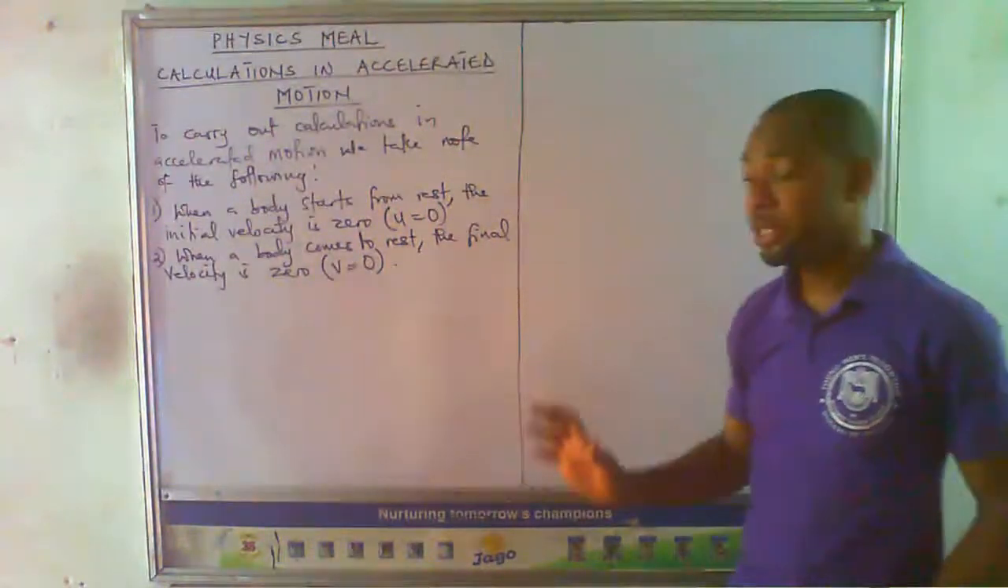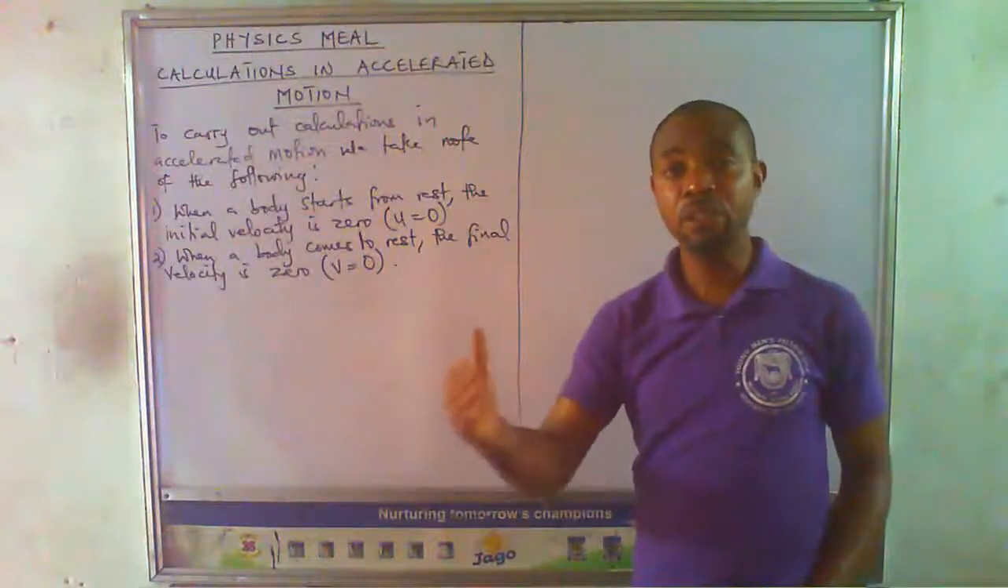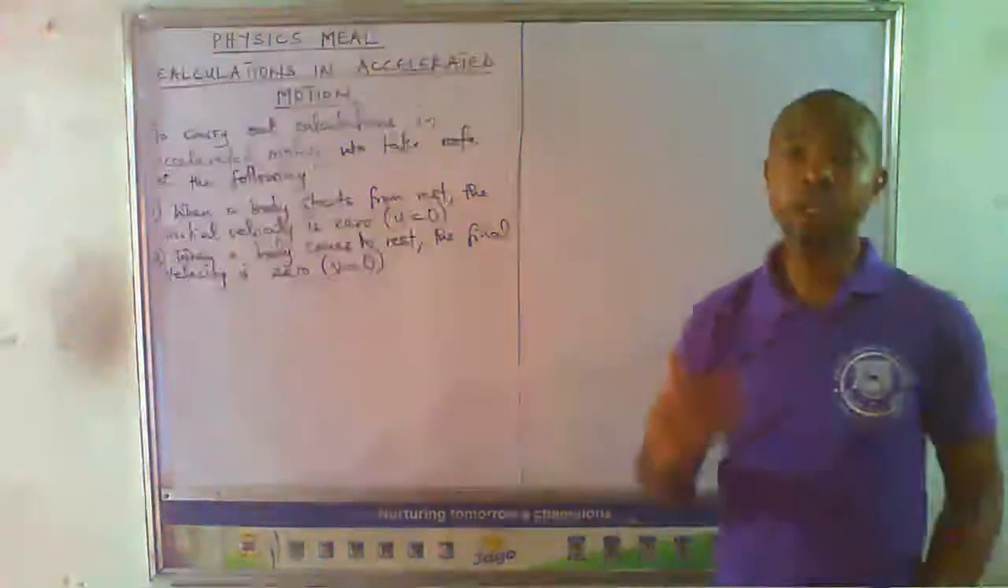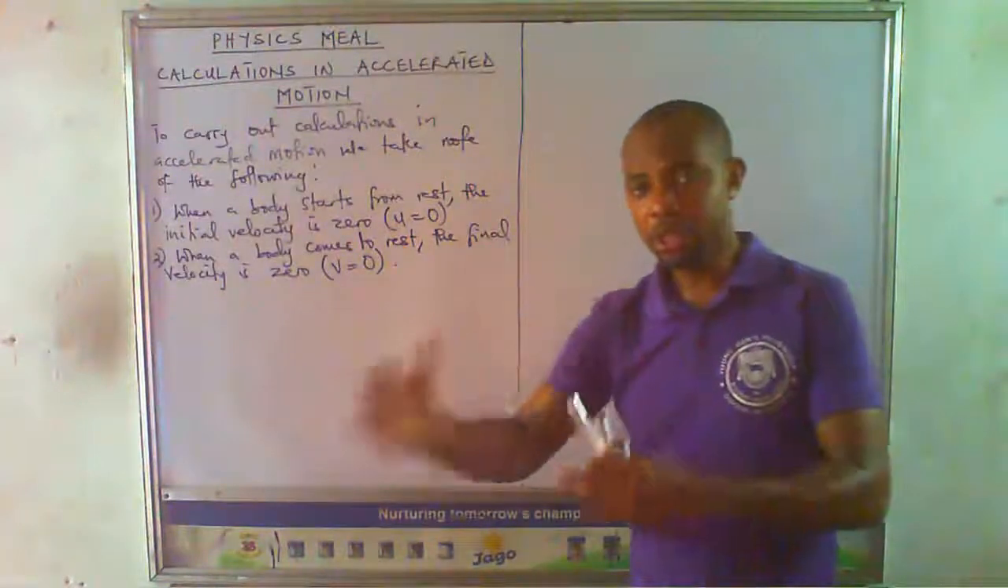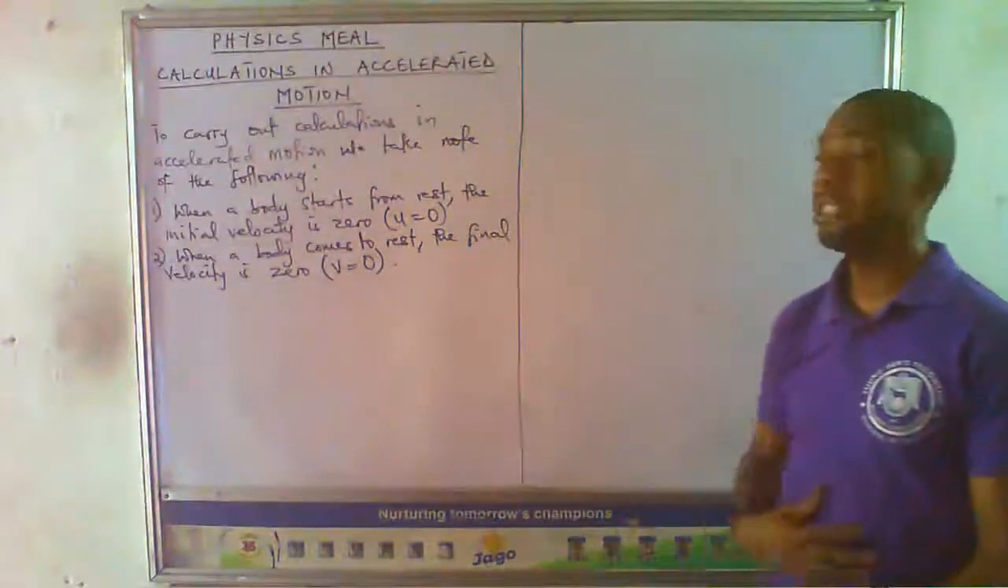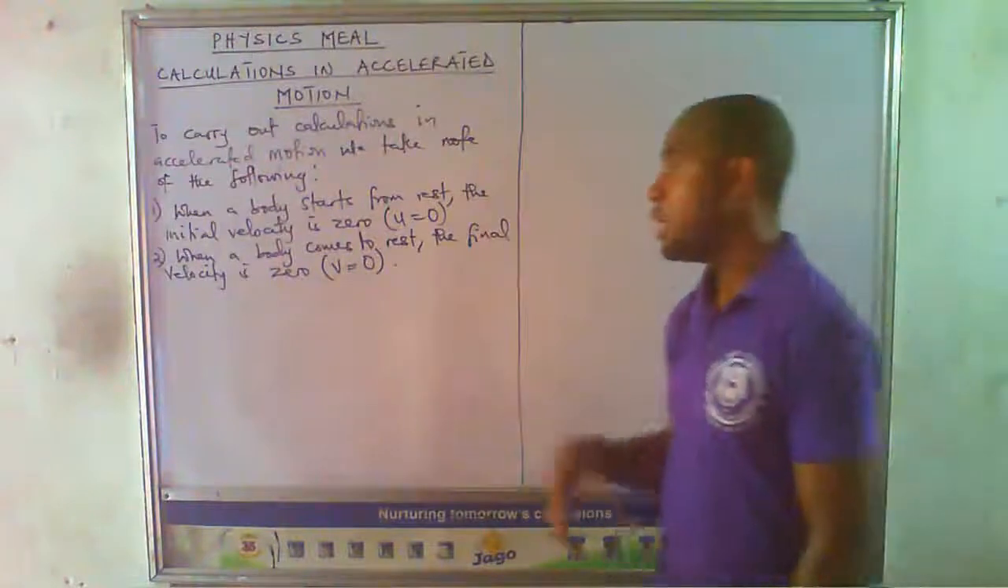Okay, so when a body starts from rest, the initial velocity of that body is 0. And when a body comes to rest, when a body stops, the final velocity is what? Is 0.